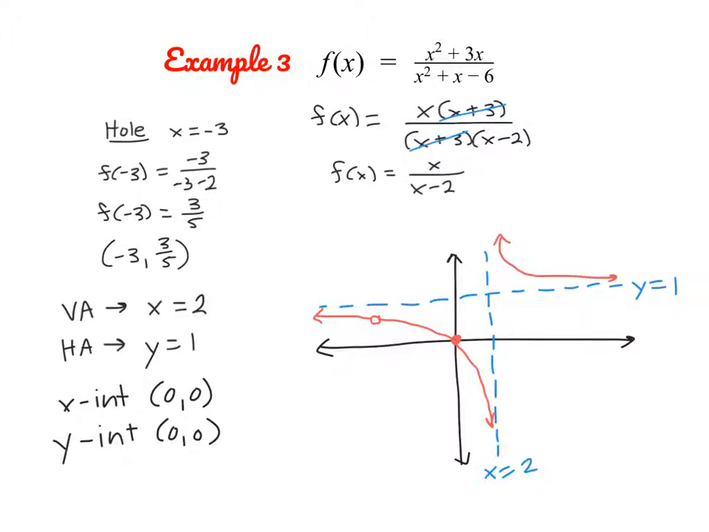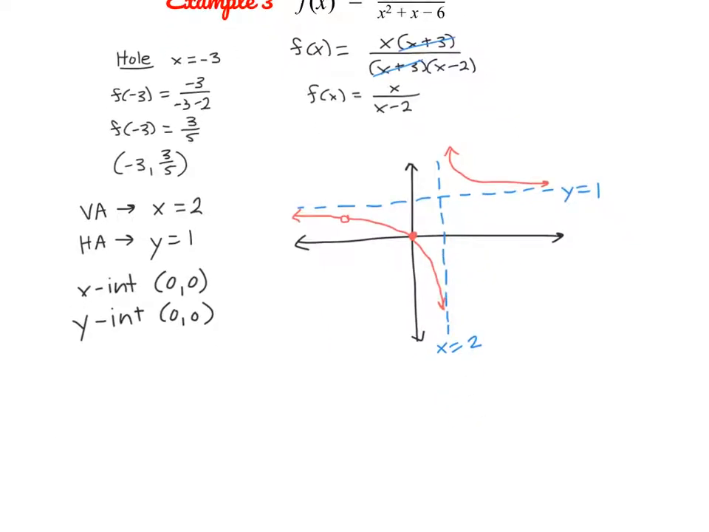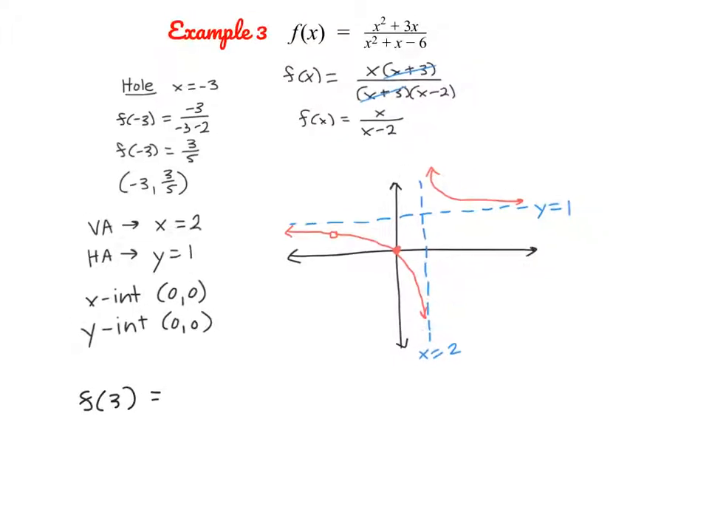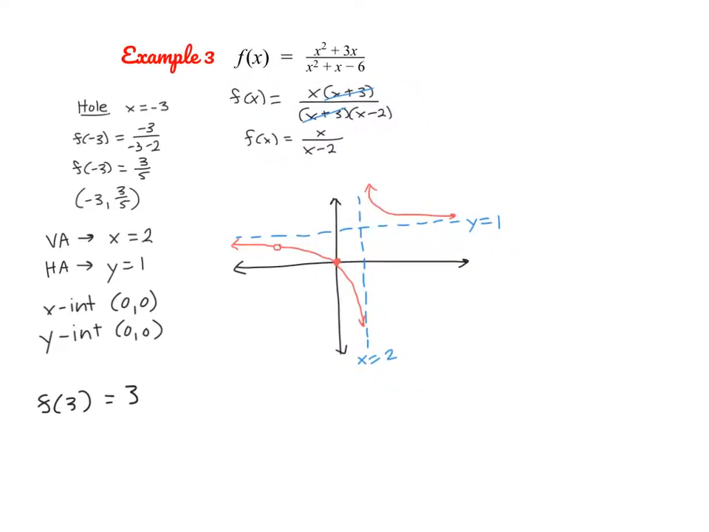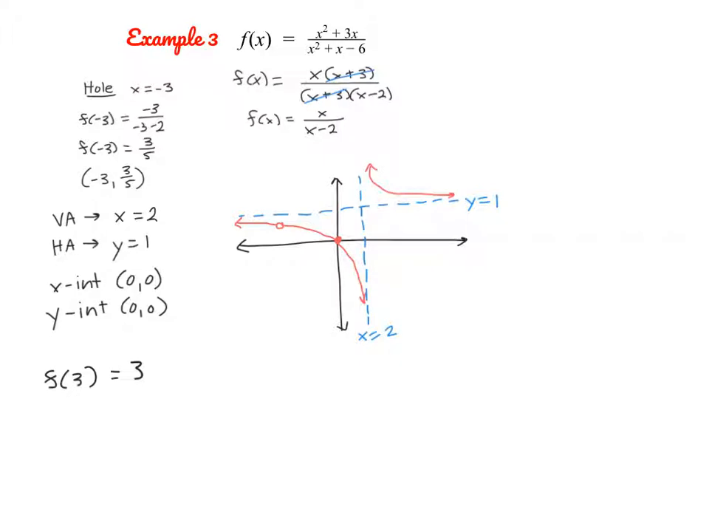Of course, we can test this by plugging in some additional points. So let's make sure that our graph is actually falling in that quadrant. So let's test, I don't know, f of 3 and see what we get. So you should get that f of 3 is 3, which confirms that we do have our graph up in this quadrant. Okay, so now we can describe end behavior and asymptote behavior.